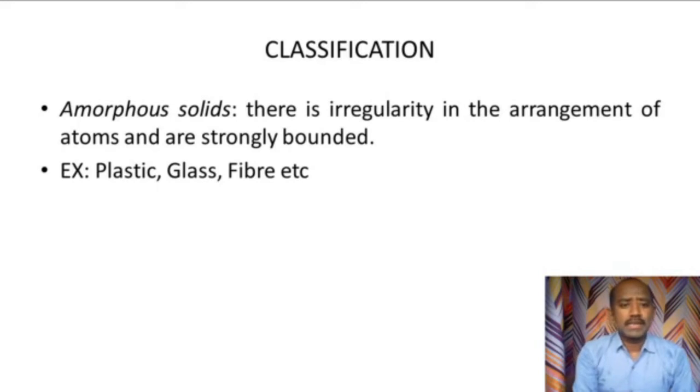For example, we can take plastic, glass, fibers. In all these solids, the arrangement of the atoms is not regular, but it is strongly bonded. Such solids are called amorphous solids. But it is difficult to study the properties of the amorphous solids. We are not dealing with these amorphous solids here. We have to concentrate only on the crystalline solids.